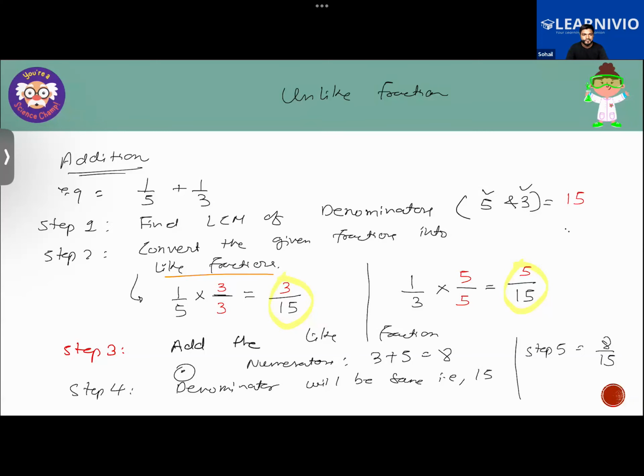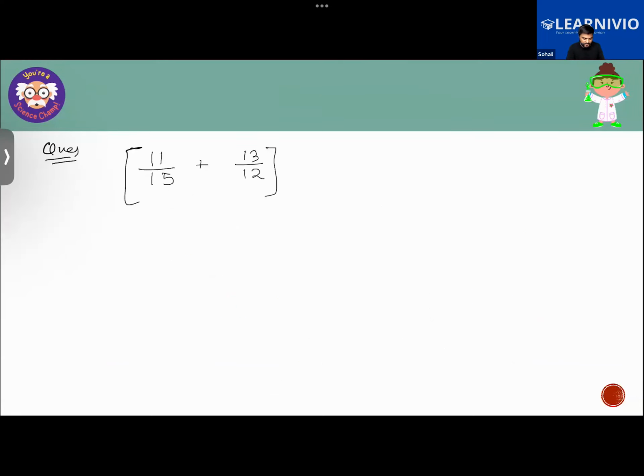Okay, I understand. So should we find the LCM of the denominators? Yeah, of course. First, you have to find the LCM of the denominators. But both are not prime numbers. Even if you don't have prime numbers, you know the method now? How to find the LCM? Have you forgotten? I think you have forgotten the method. Let me help you with that.